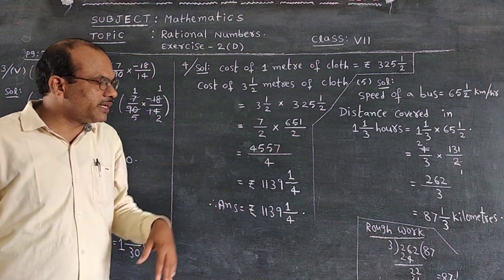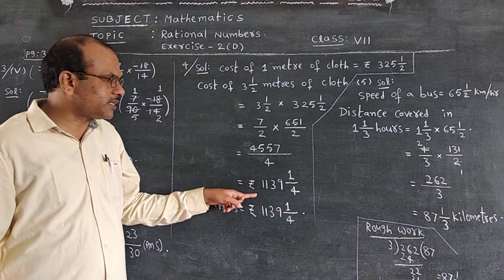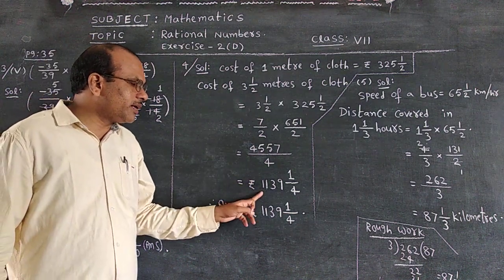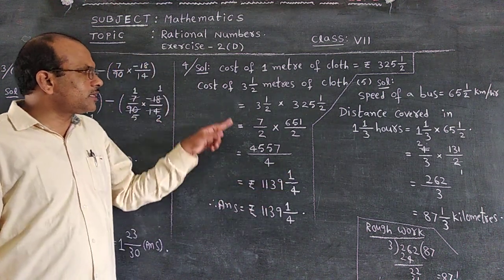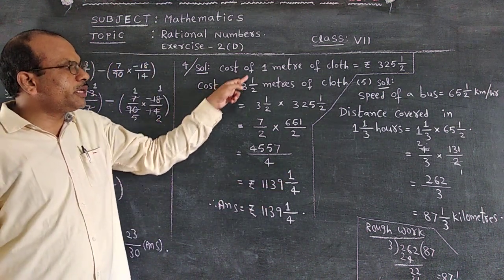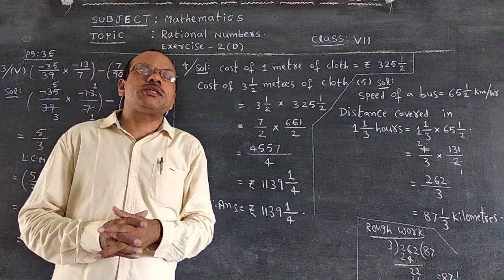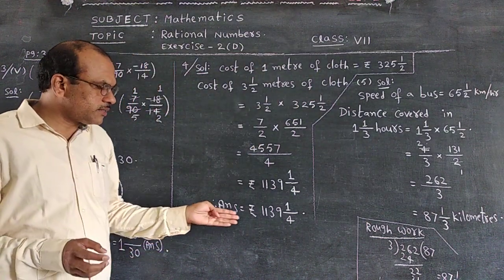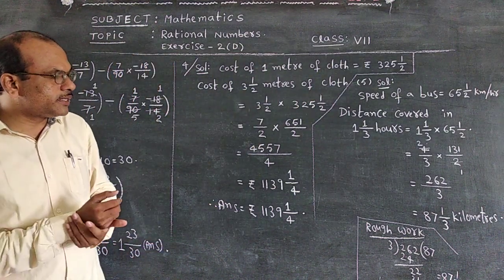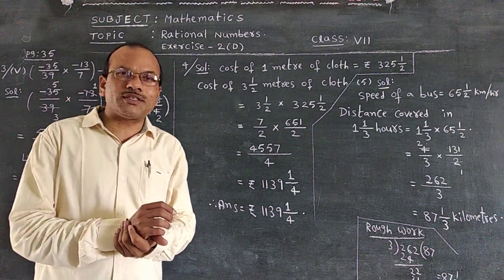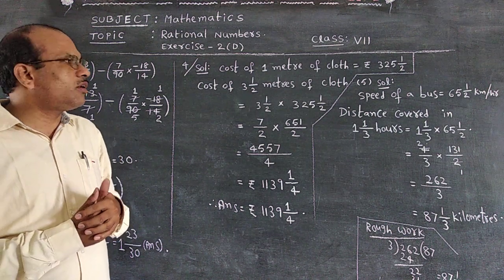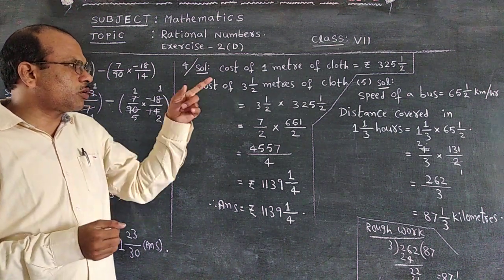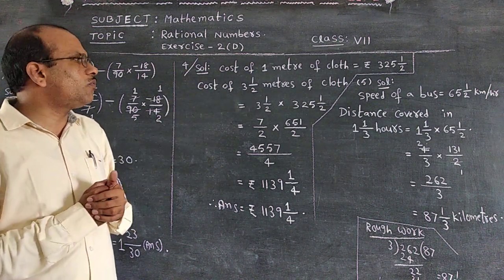So we have to divide in the rough to get a mixed fraction. That is 1139 1/4 rupees. It is the cost of 3 1/2 meters of cloth which is required. That is the final answer, 1139 and 1/4 rupees. Is it clear, students? Just by multiplication we have identified the value of the cloth.